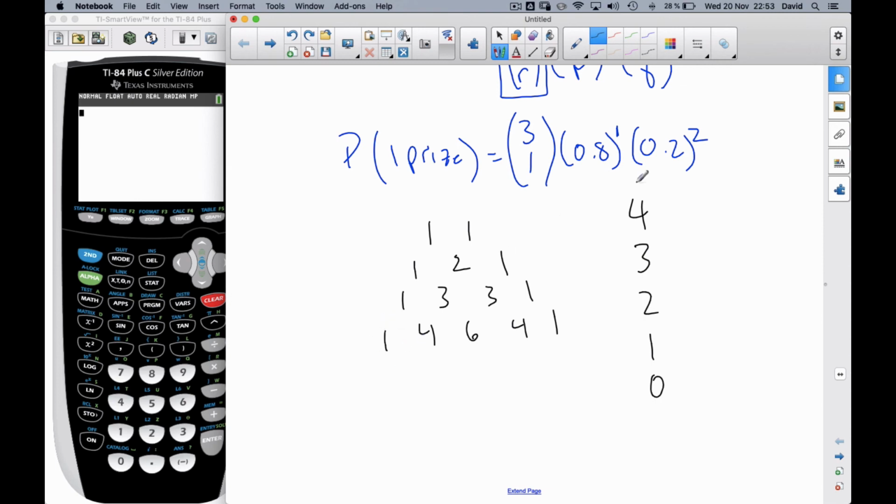There is 1 way to have 4 prizes. There are 4 ways to have 3 prizes. There are 6 ways to have 2 prizes, 4 ways to have 1 prize, and 1 way to have 0 prizes. It goes on to 5s, and so on. And you'll note, if you see the pattern, these 2 add to get that. 1 gets 1 here. 1 and 2 makes 3. 2 and 1 makes 3. 1 makes 1. 1 and 3 makes 4. 3 and 3. 1 and 4.